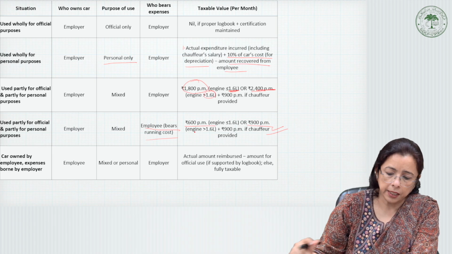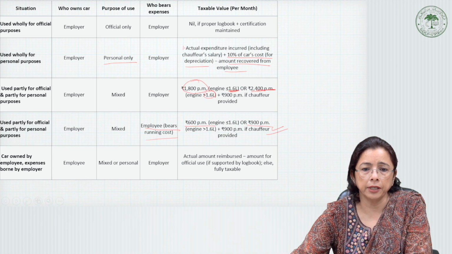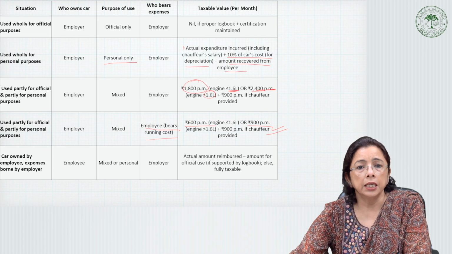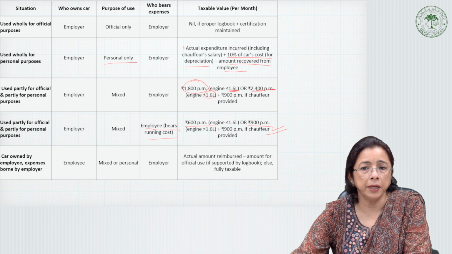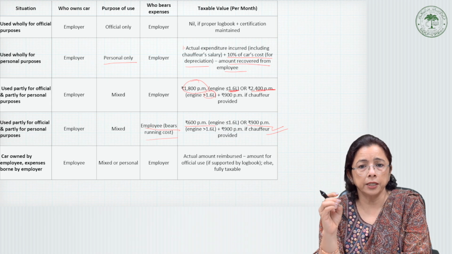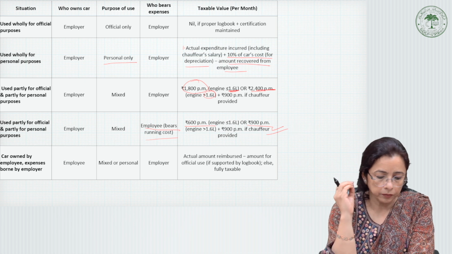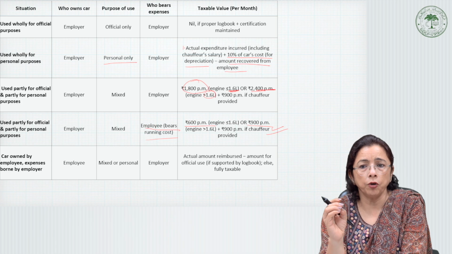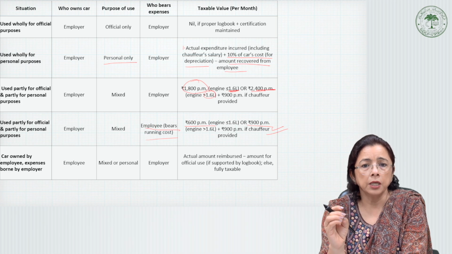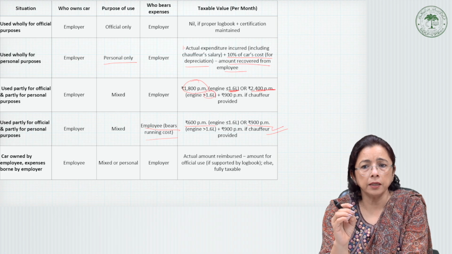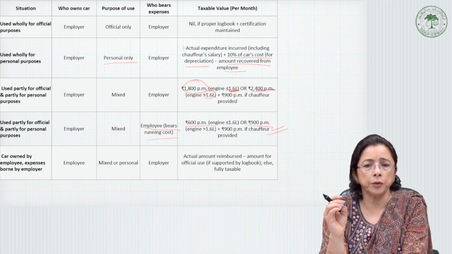Then there is the next situation, the fifth situation, where the employee uses more than one car, because it's not necessary that he uses only one car. Maybe he needs two cars. When more than one motor car is owned or hired by the employer, and the employee or any member of his household is allowed to use such motor cars, otherwise than wholly or exclusively in the performance of duty.